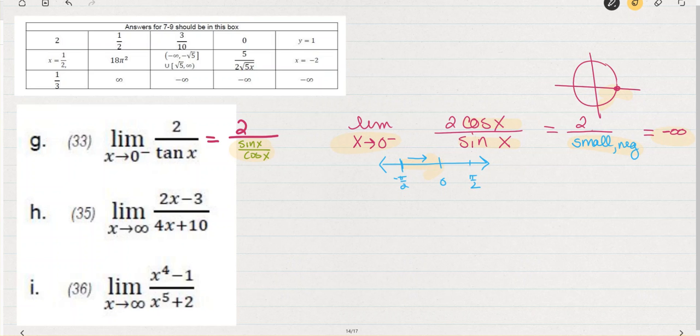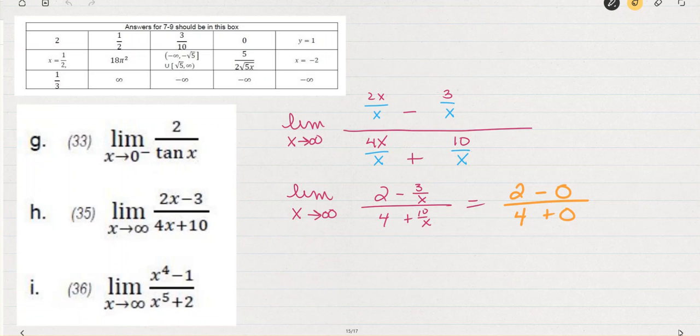For letter H, remember the key here is we're doing x approaches infinity for H and I. So remember that technique of dividing by the power of x from the denominator. The degree of this 4x plus 10 is degree 1. So that's why we divide everything by x, and it simplifies out, right? And then we've got the limit of 2 minus 3 over x over 4 plus 10 over x.